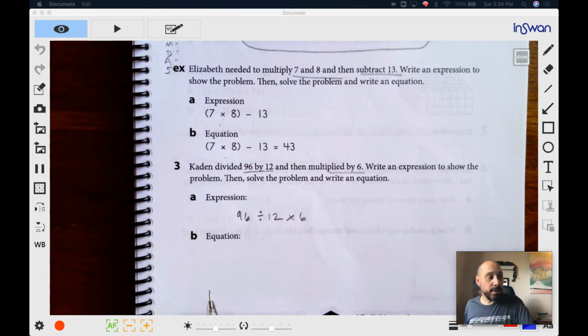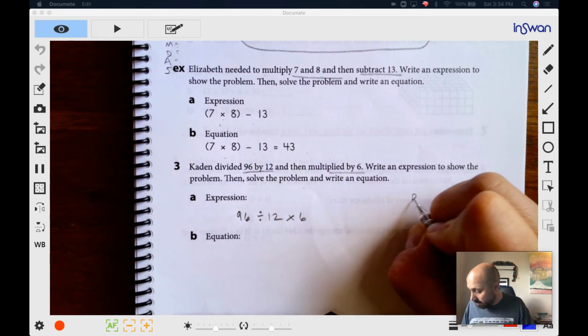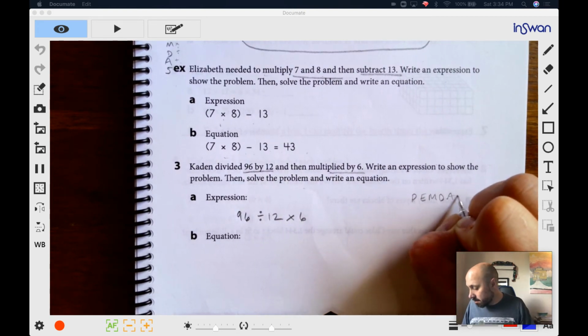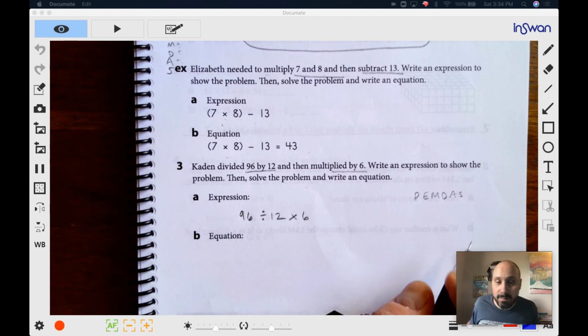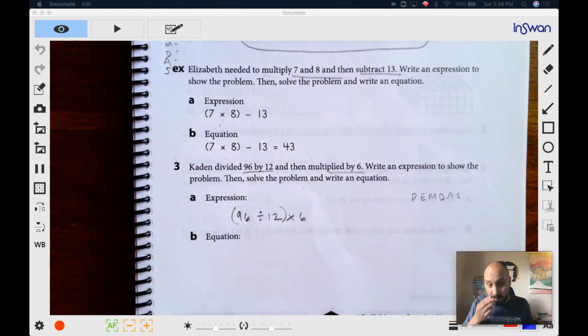So we could put parentheses down if we want. We don't have to on this because division and multiplication share the same weight in PEMDAS. Please excuse my dear Aunt Sally is what we say. So we can, though. I always encourage we use parentheses because it's easier to remember which operation we do first. So 96 divided by 12 times 6.